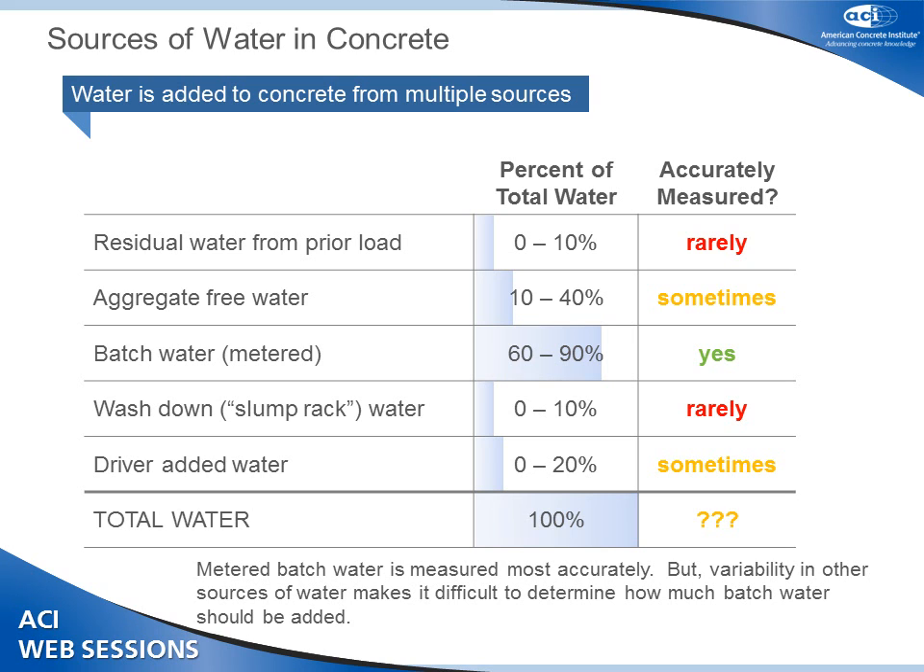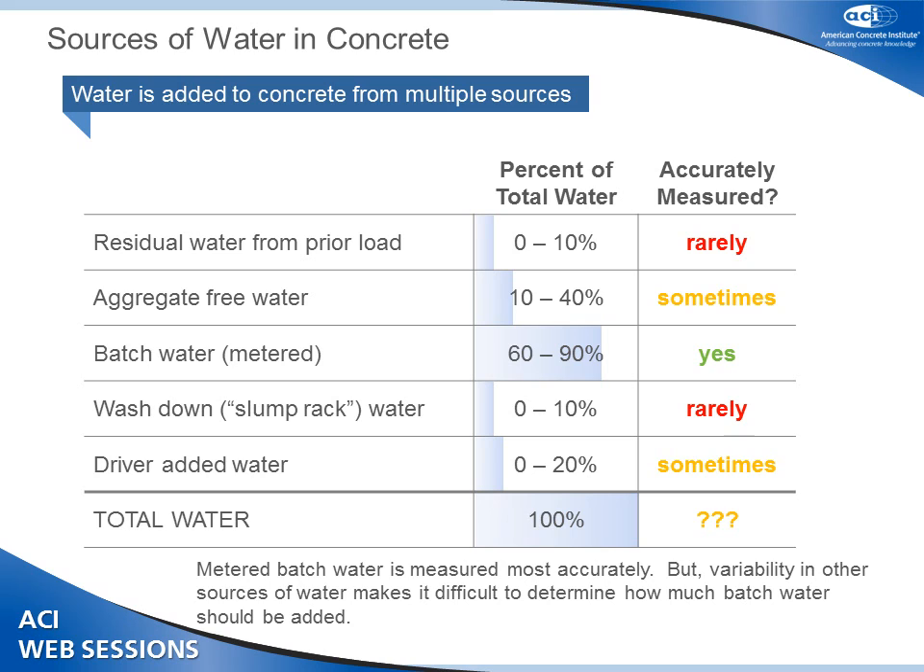Sometimes there's an external hose at the wash rack where they're adding water. Sometimes they're adding it from the tank on the truck. This rarely gets measured accurately. And then the last time is after you've left the wash rack, whether you're on the way to the job site or you're at the job site, there's additional driver added water. Sometimes that's accurately recorded. It should be accurately recorded, but oftentimes it's not.